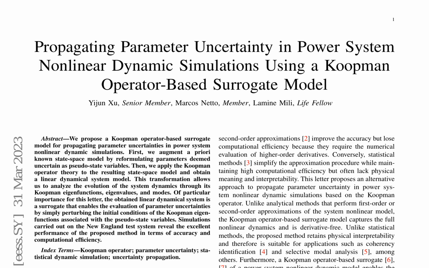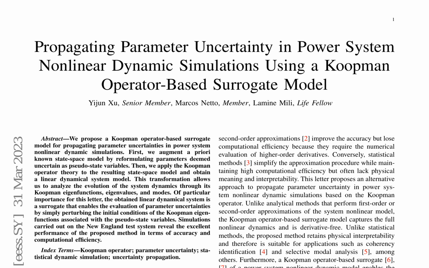The Koopman operator is a linear, infinite-dimensional operator that acts on observables, enabling the linear evolution of these observables over time. In this study, the technique is applied to the New England test system, demonstrating its excellent performance in terms of accuracy and computational efficiency.